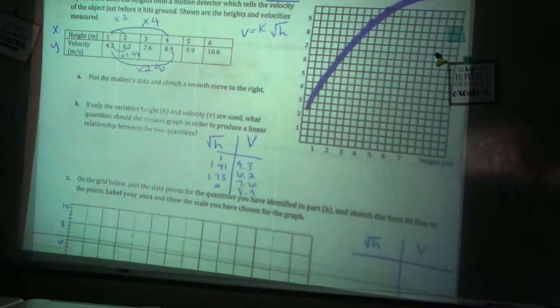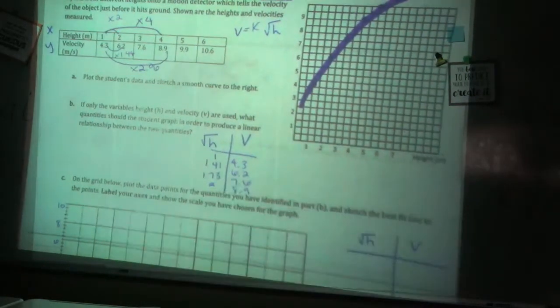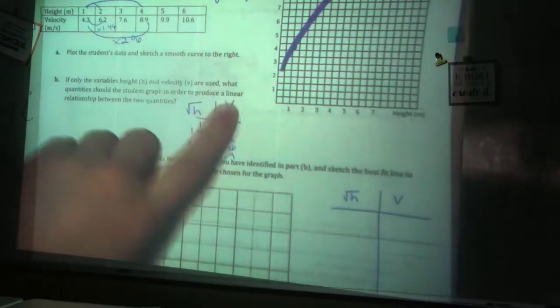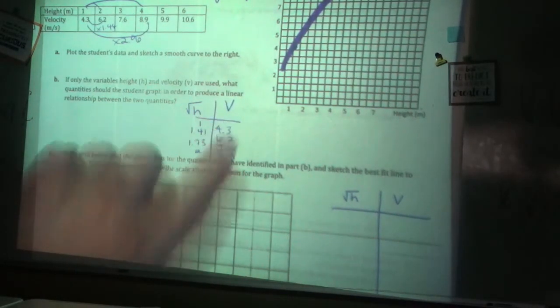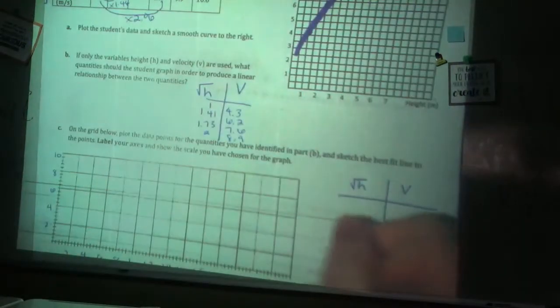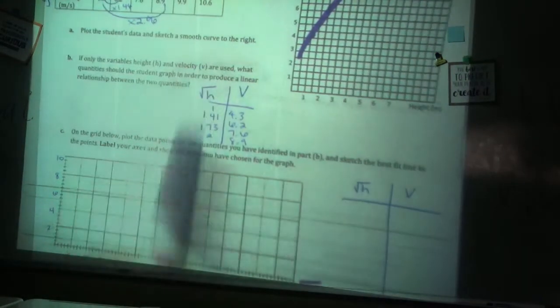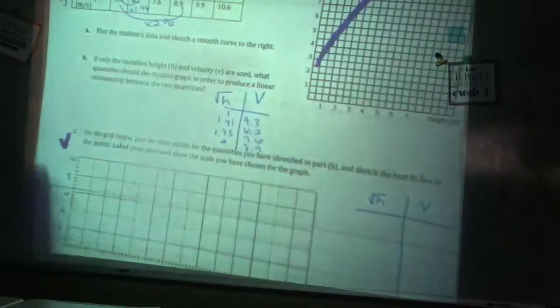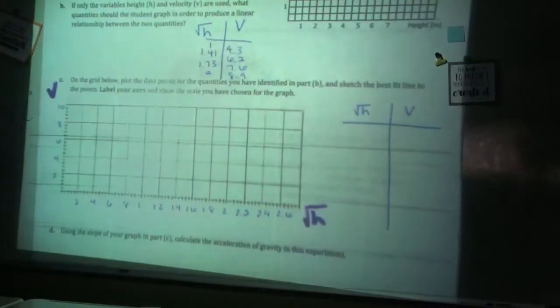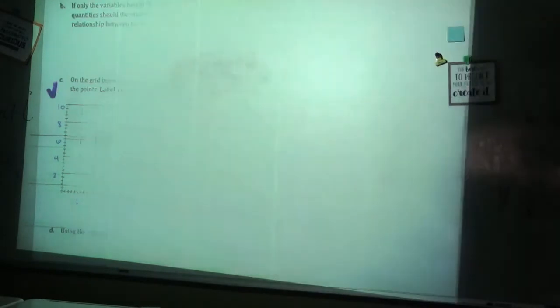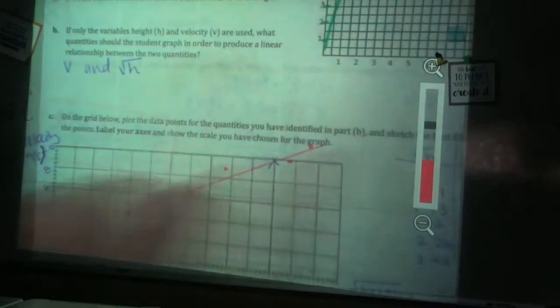Once you have your square root of h and your velocity, now you just need to plot the square root of h on the x-axis and your velocity on the y-axis. And your test for whether you picked the right variables to plot is whether you get a straight line. So this is what I got when I plotted my points.